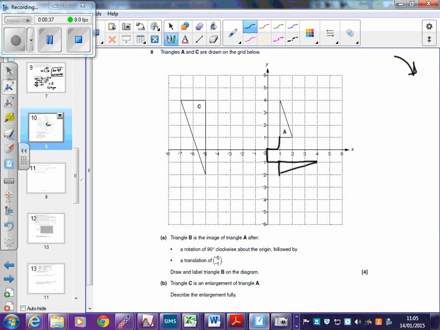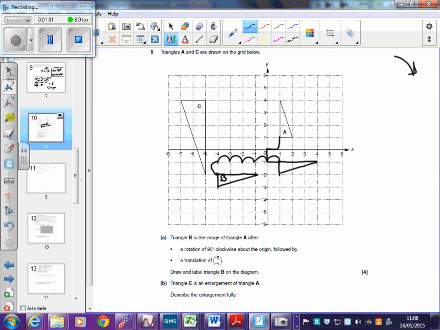And then a translation of -5, -1. Well, the top number is horizontal and it's in the minus direction, so it's going to go this way, 1, 2, 3, 4, 5. And then -1 means down 1, so down to there. So then the shape ends up in there. And label that with a B because that's the one that they want to mark.